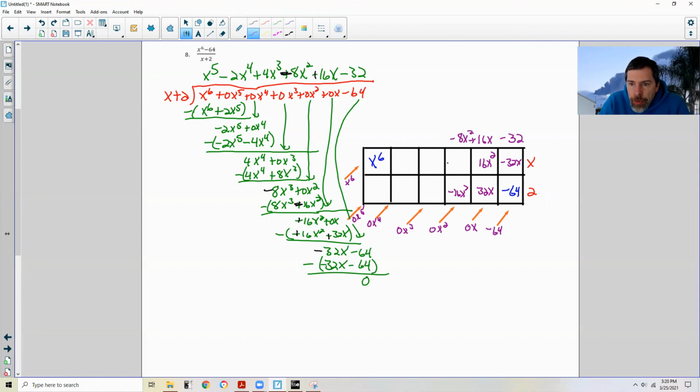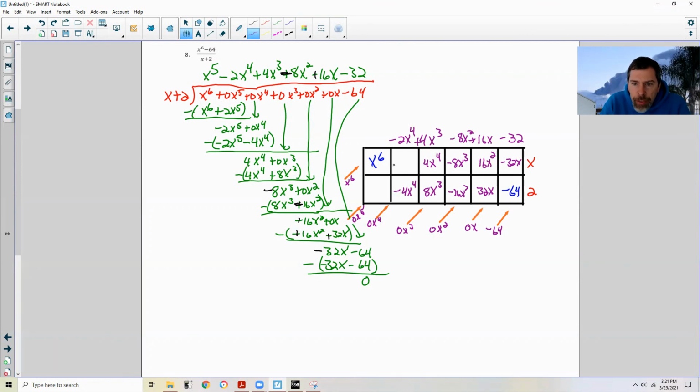X times negative 8x squared is negative 8x cubed. I need a 0x cubed, so this has to be a positive 8x cubed for those two to add up to 0. And 8 divided by 2 is 4x cubed, and that's positive. And x times 4x cubed is 4x to the 4th. I need 0x to the 4th, so this is negative 4x to the 4th. So this is going to be negative 2x to the 4th times 2 gives us negative 4x to the 4th. And that adds up to 0.